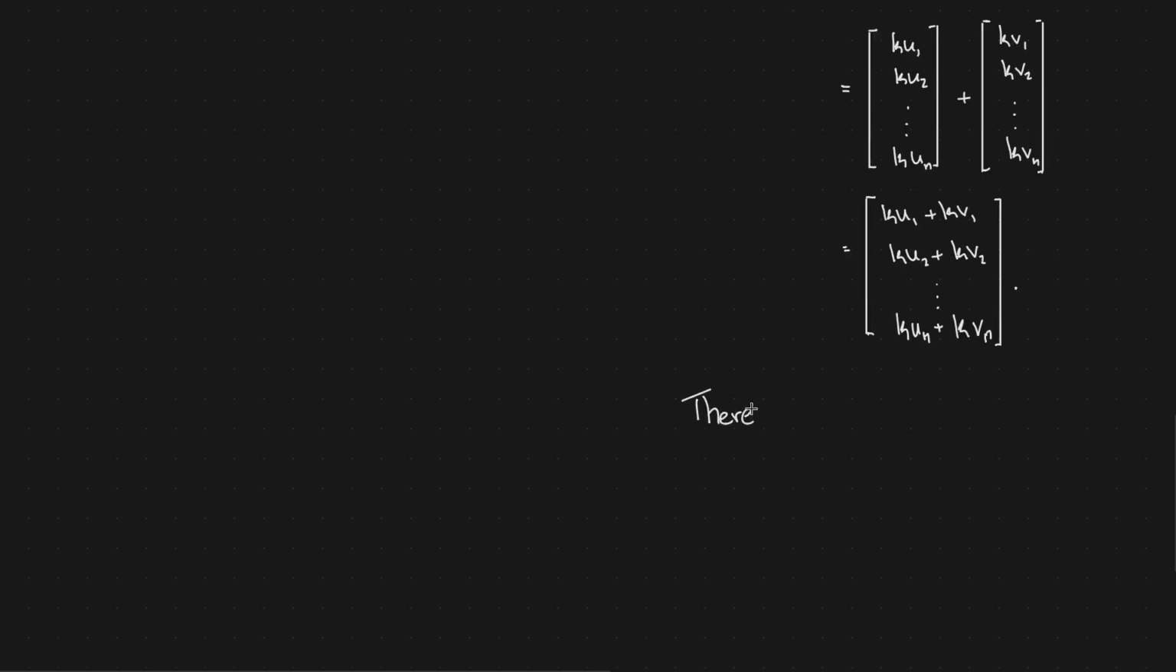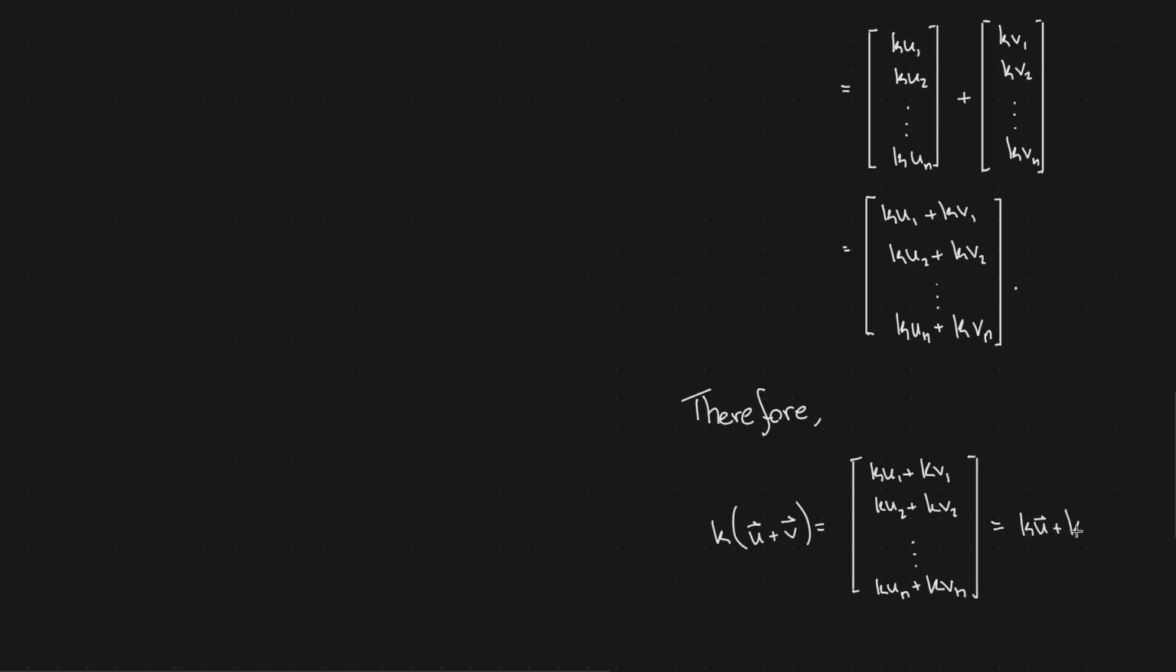Therefore, k(u plus v), and I'll put the middle section here just to make it a little more apparent what we're seeing. They both equal (ku1 plus kv1, ku2 plus kv2, all the way to kun plus kvn). And that's also equal to the right-hand side of the equation, ku plus kv. And that's what we need to show, that this and this are equal. And therefore, we are done.